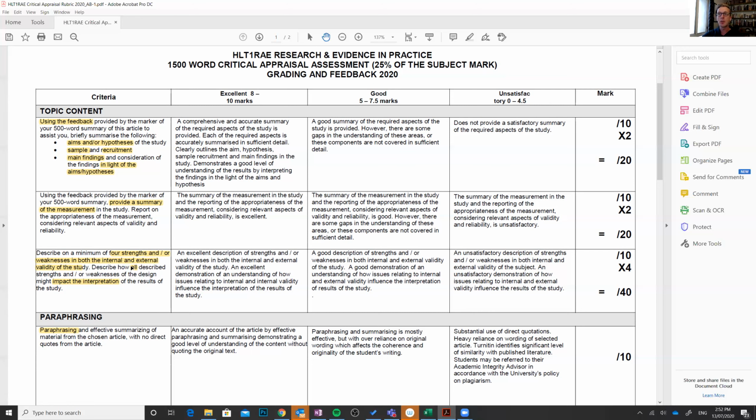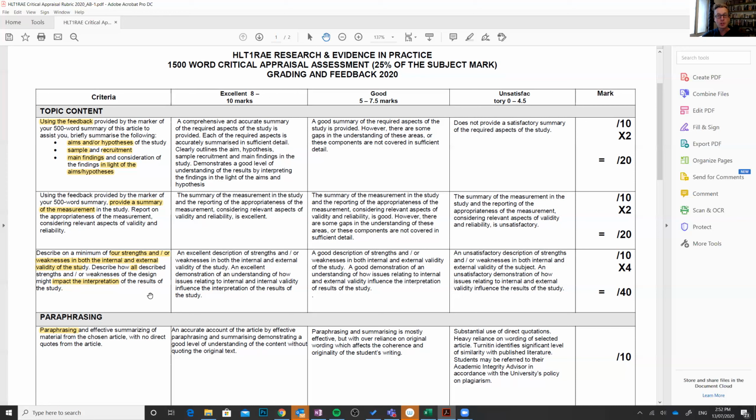Now, describe how all of those strengths or weaknesses of the design might impact the interpretation of the results. I know the first thing that students go to is participant numbers. Be wary of that, because the reality is that you probably haven't done the stats required to understand the participant numbers that you need. So be wary of saying we need more participant numbers. Sometimes we see studies that have 450 participants and students will say, oh, participant numbers aren't enough. And as someone who can do the stats, I'm like, to be honest, 400 is plenty. So just be a bit wary of that.